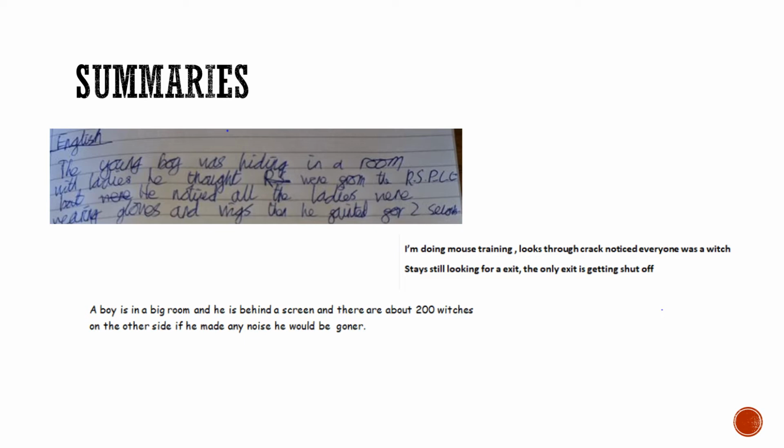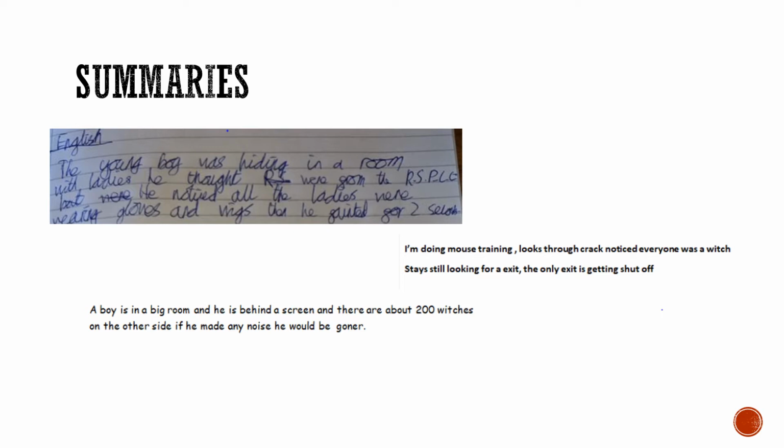So, the young boy was hiding in a room with ladies he thought were from the RSPCC, who were people who help children. He noticed all the ladies were wearing gloves and wigs. Then he fainted for 2 seconds. So this was a good summary because it was nice and short, to the point, and it pretty much details everything that happened in the chapter.